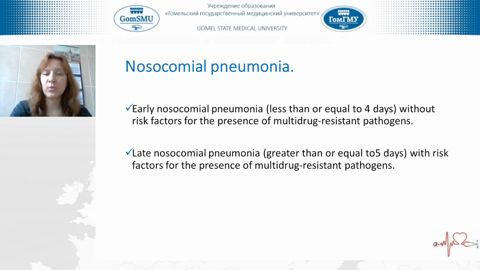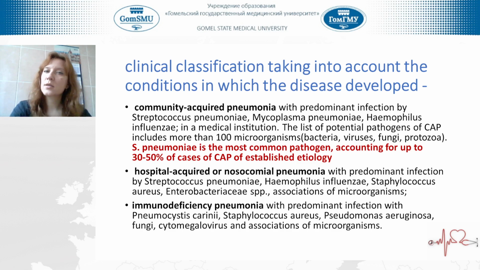It's very important for us according to treatment. Late nosocomial pneumonia, greater than or equal to 5 days, with risk factors for the presence of multi-drug resistant pathogens. Clinical classification takes into account the condition in which the disease developed. Community-acquired pneumonia with predominant infection by Streptococcus pneumoniae, Mycoplasma pneumoniae, Haemophilus influenzae in a medical stage.